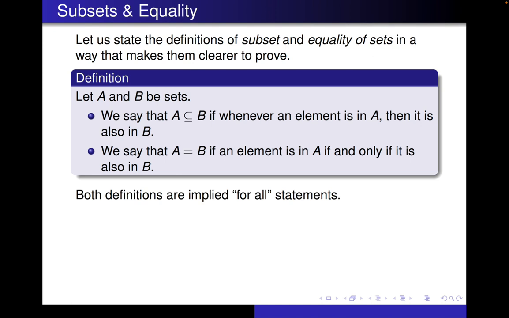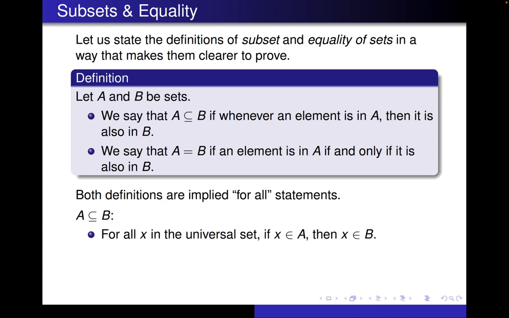So I just want to note that even though it's not explicitly stated in the definitions, there's an implied for all in there. So if we're looking at A as a subset of B, what we're saying is for all X in the universal set, and remember, whenever you're talking about sets, you also have to talk about a universal set that contains both of them. So we're looking at all X in the universal set, and we're showing that for all of them, if X is in A, then X is in B.